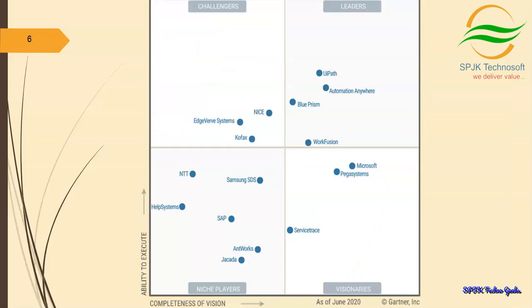As you can see from this magic grid prepared by Gartner, which everyone knows, the RPA vendors are in different grids like challengers, leaders, visionaries, niche players. Today's most popular software, Automation Anywhere, is coming under the leaders grid.